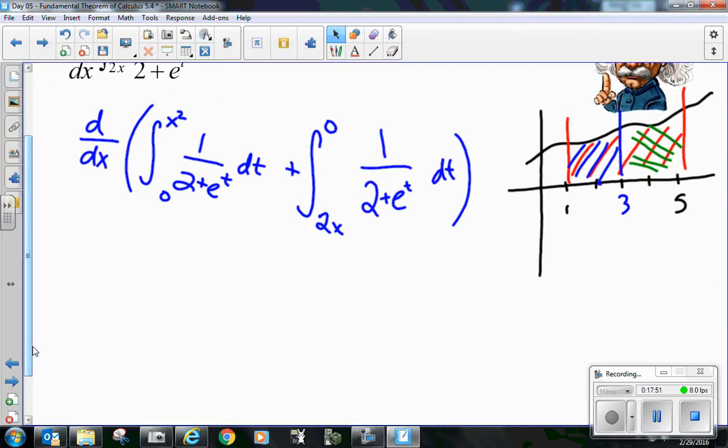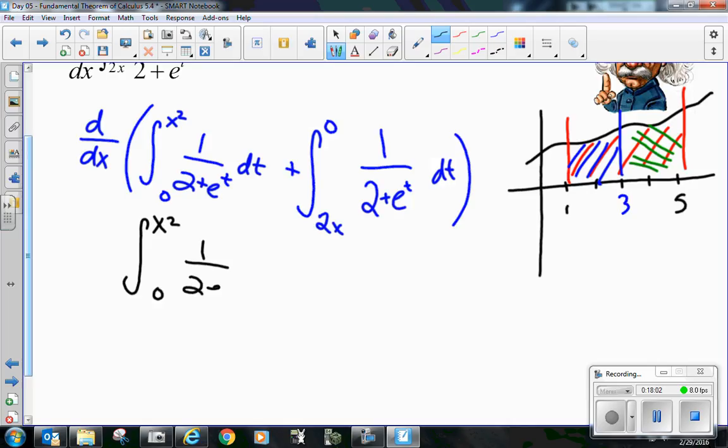So I'm going to rewrite this, because in order to use our first fundamental theorem, this one's okay. It's the integration from x squared to 0, 1 over 2 plus e to the t dt. I'm going to change it to a minus. How come? Because now I'm going to flip the bounds. Now I'm going to put the 2x on top and the 0 on the bottom. This is just one of those things where we're using two of the sections. 1 over 2 plus e to the t dt.